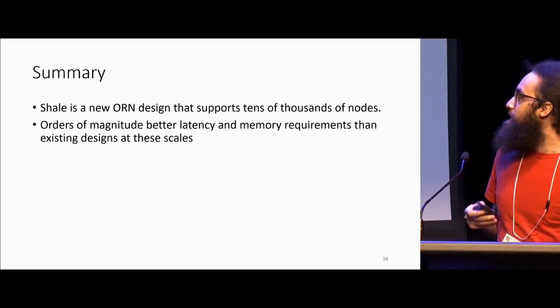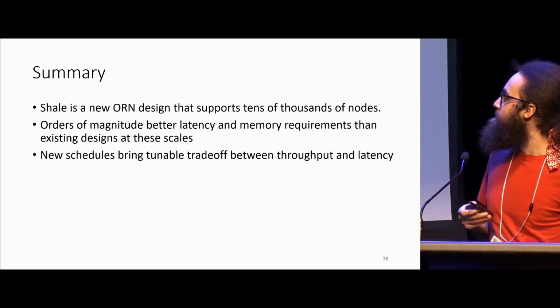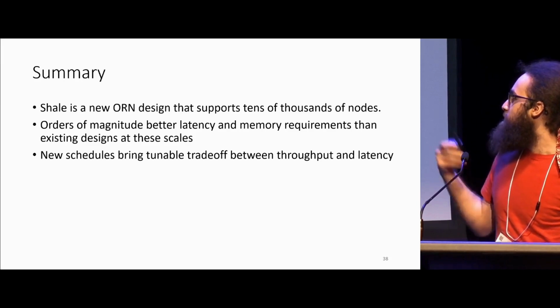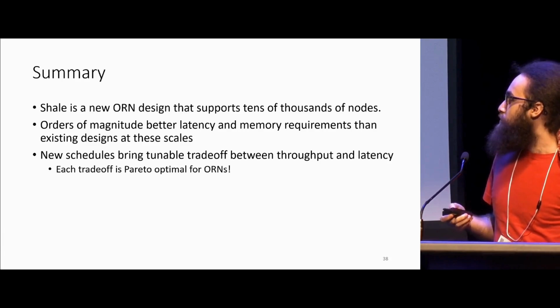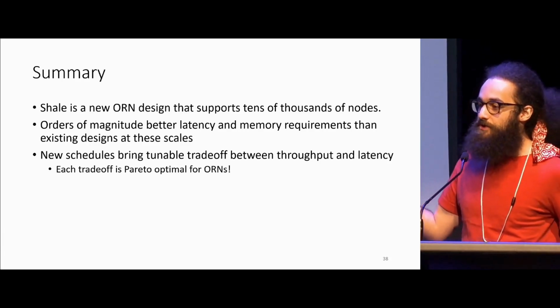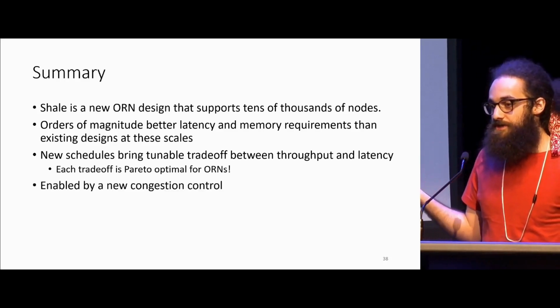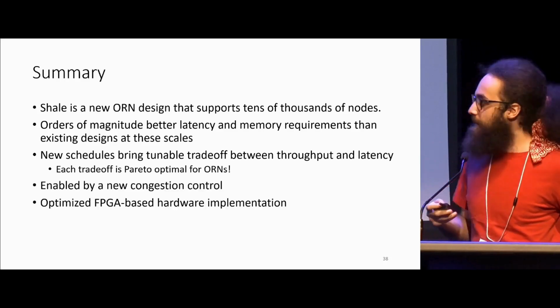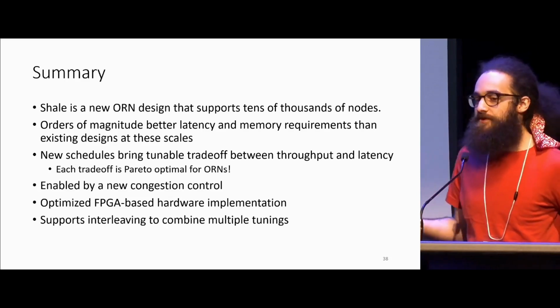Finally, to summarize what we've talked about today, Shale is a new ORN design that supports tens of thousands of nodes. It has orders of magnitude better latency and memory requirements than existing designs at these scales. We do this by using new schedules. They bring a tunable trade-off between throughput and latency. Each trade-off is Pareto optimal for ORNs, as we've shown in a previous theoretical work. We enable this using a new congestion control design that is specially designed for Shale's case. And we have an optimized FPGA-based hardware implementation. And I talked about interleaving, which is really cool.